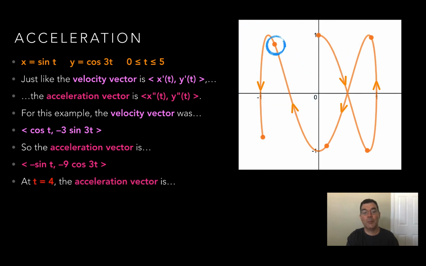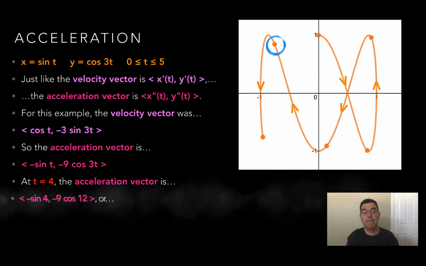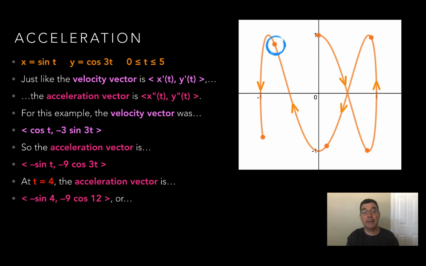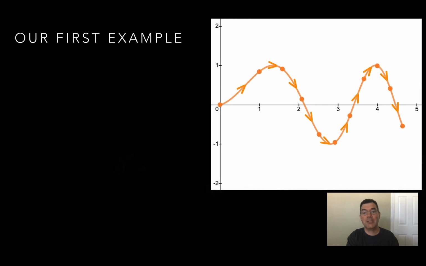So let's see what it would be at t equals 4. At t equals 4, I just plug in my value of 4 in place of t, and I get negative sine of 4 and -9 times the cosine of 12, which is 0.756 and -7.595.